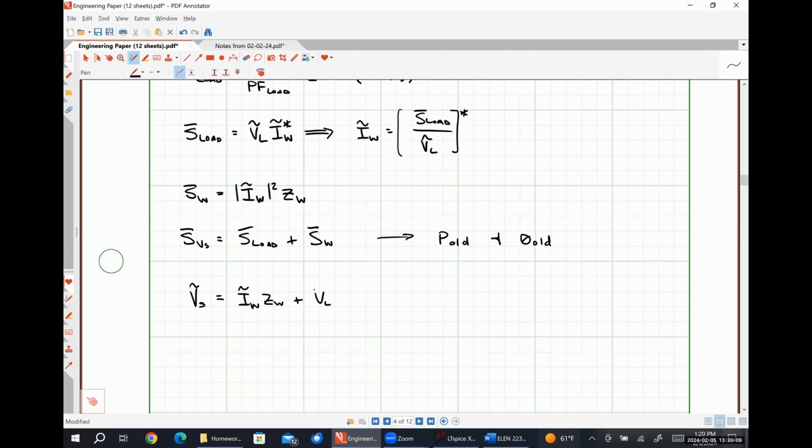That's one way to do it. Or VS is going to be S divided by IW conjugate. Either way gives you the exact same number. Now you have all of the parts to put into the equation to calculate C. Do that. Hojun, you've got your hand up.